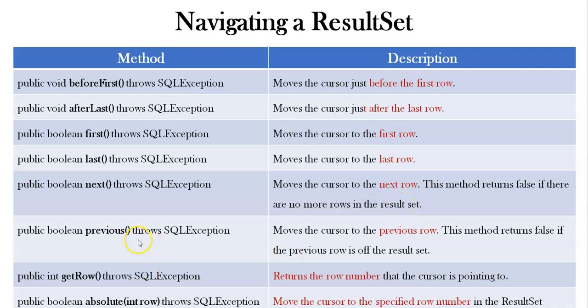Another method called previous moves the cursor to the previous row. This method will return false if there is no previous row in the result set, that is, no previous row exists. In that case, it will return false. The next method is the getRow method. It will return the row number that the cursor is currently pointing to. The next method is called absolute. This absolute method will take an integer as an argument which represents the specific row number to which the cursor has to be moved.